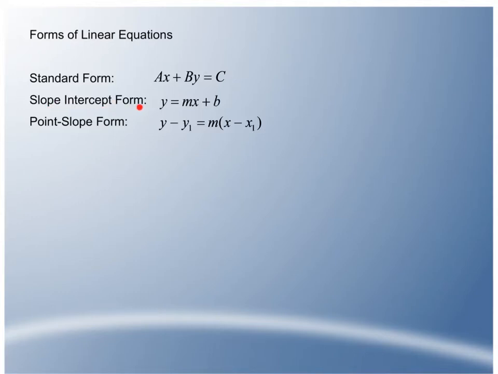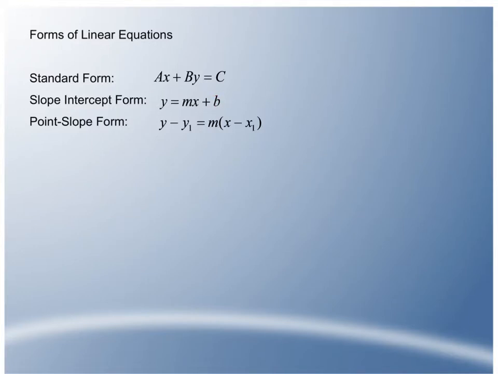Then we have slope-intercept form. That's the one you're definitely familiar with from some algebra course in the past. y equals mx plus b. It's called slope-intercept form. It's the most common way to see the equation of a line because it gives us useful information, namely the slope and the y-intercept.